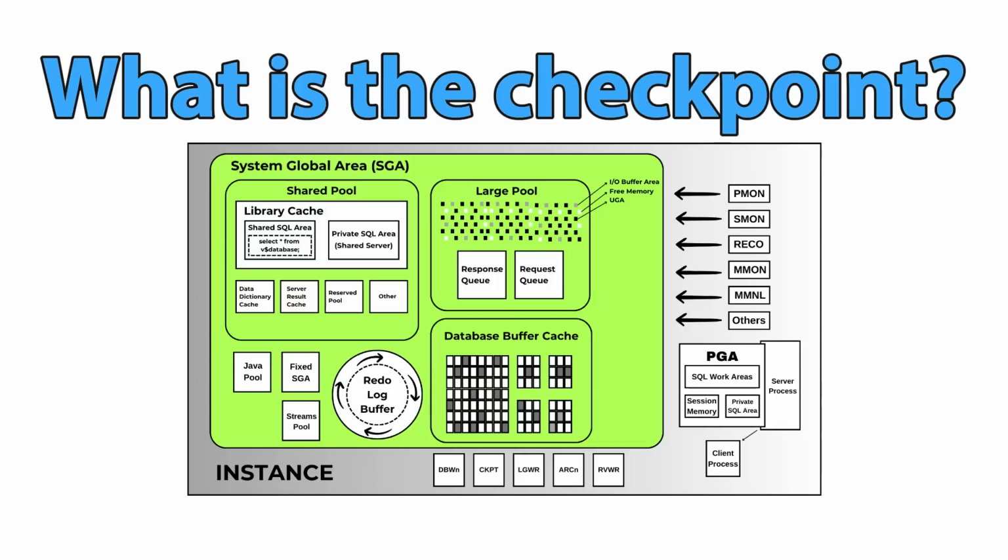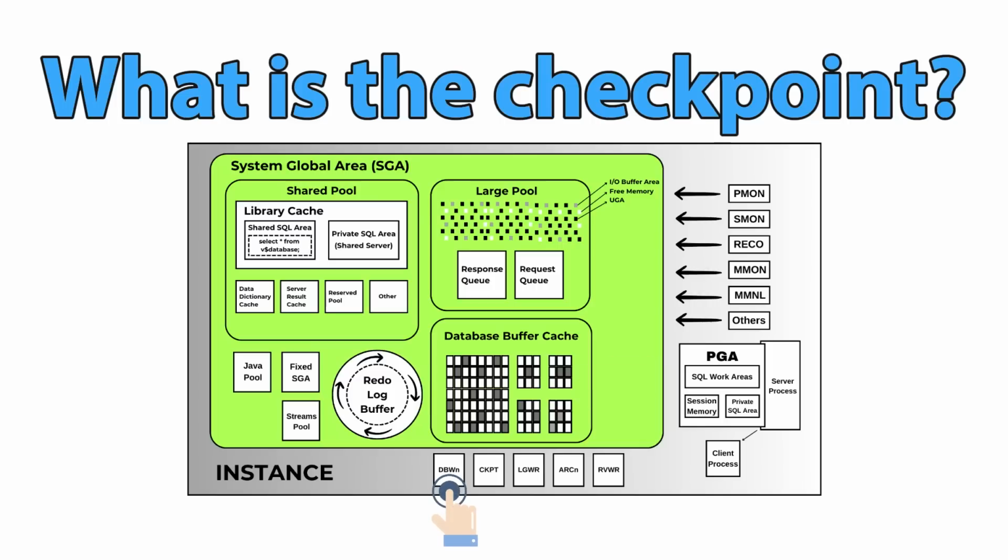Data files in the database are modified over time. Modified data files are kept in the database buffer cache. Modified data files are not immediately written to disk. Some conditions must be met for the modified data files to be written to disk. One of these conditions is checkpoint. At checkpoint time, the modified data files in the buffer cache are written to disk.